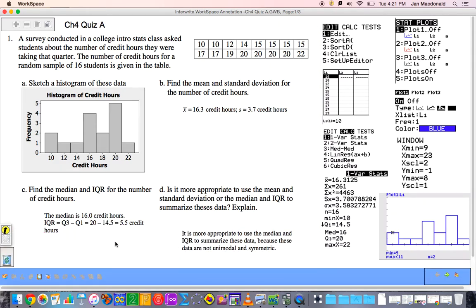Okay, so it is more appropriate to use the median and IQR to summarize these data because the data are not unimodal and symmetric. That's kind of what I said.